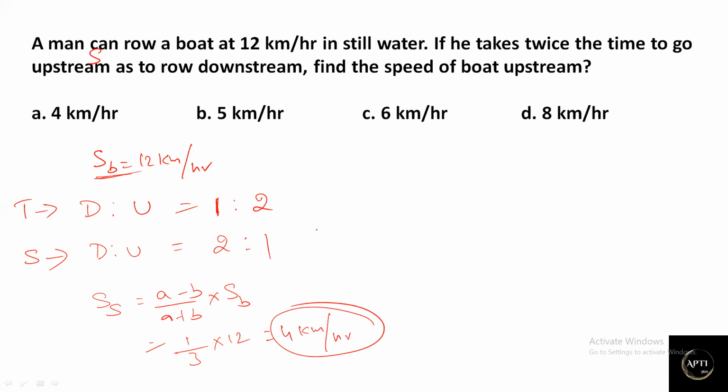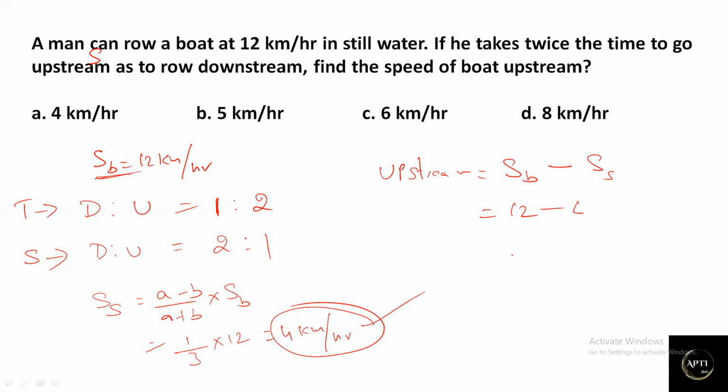But what they are asking is not only the speed of the stream, but the speed of the boat in upstream. What is the meaning of upstream? Upstream is nothing but the speed of the boat minus the speed of the stream. What is the speed of the boat? 12, already given in the question, and we have found it out.